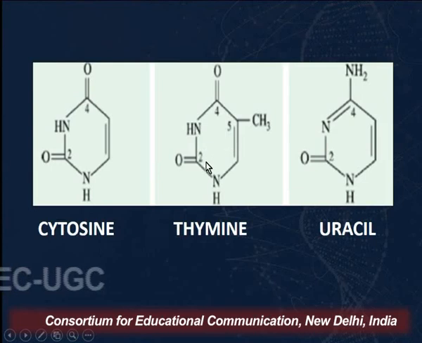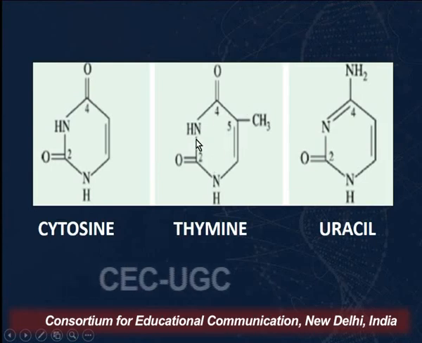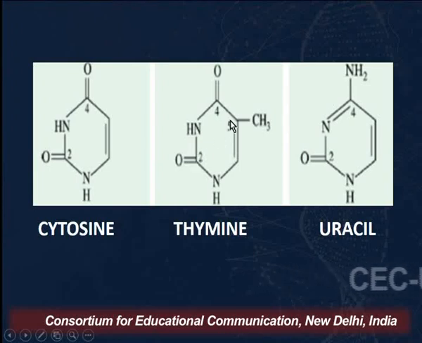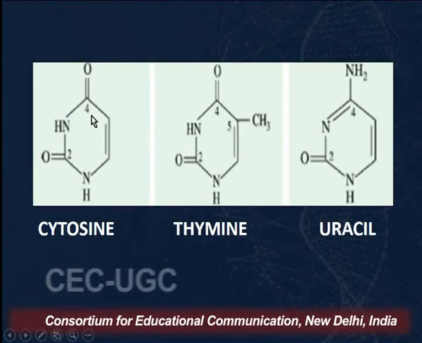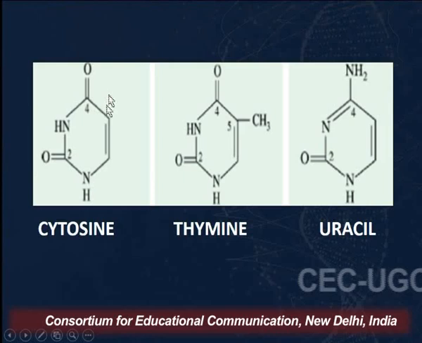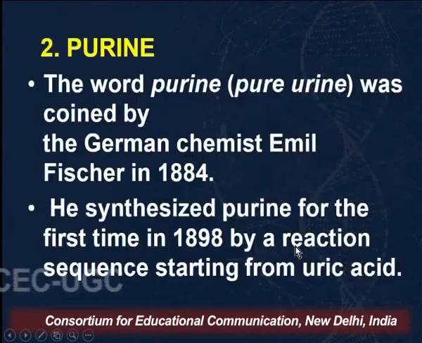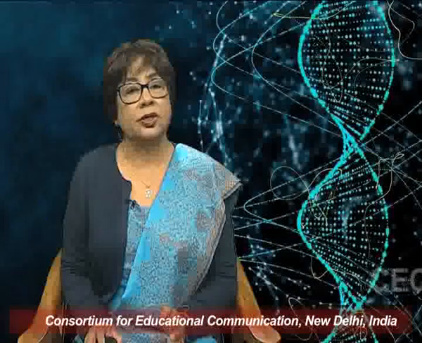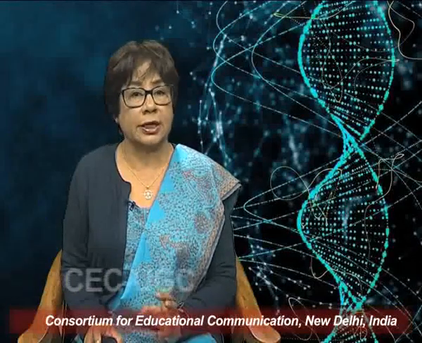Whereas in thymine, we have 2 carbonyl groups, and since we have 2 carbonyl groups, we are having only one double bond. Similarly, this structure is also having 2 carbonyl groups in it, so it is having only one double bond in it. So now these are the 3 bases, that is cytosine, thymine and uracil, which are present in nucleic acids.